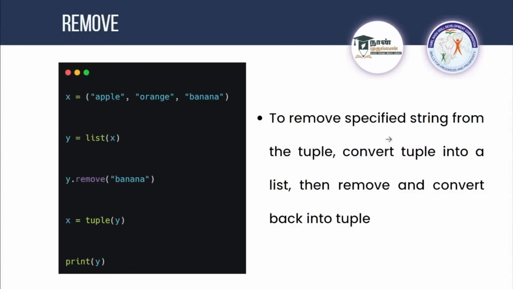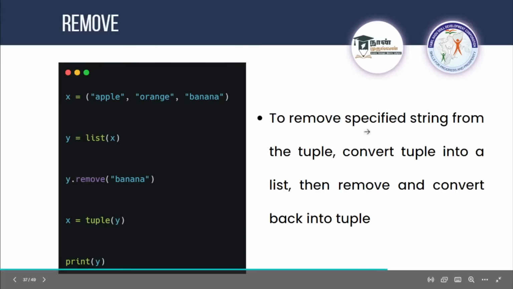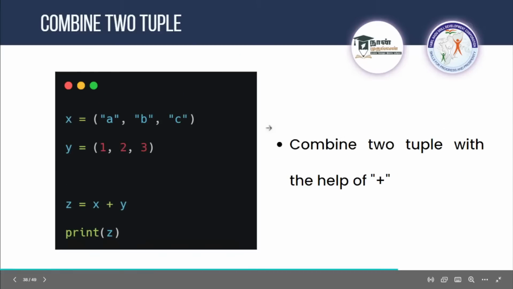In a similar case, if you want to remove something, you cannot do it directly in a tuple. You have to convert it into a list, and then you can remove the thing which you want to remove. Or if you want to remove with the index number, you can call the dot pop option. Once you've done that, you can convert it back into a tuple. That's the difference between a list and a tuple.